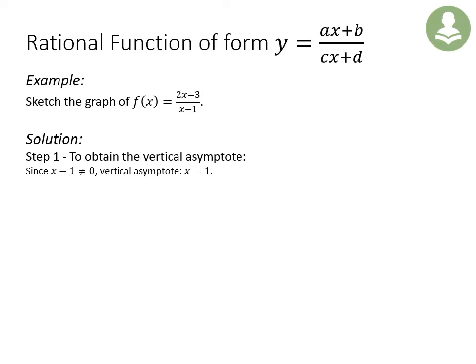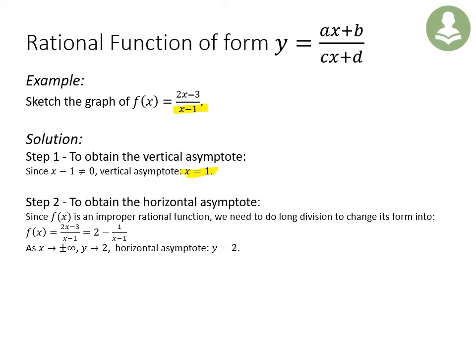As we have mentioned before, it's very important to find the asymptotes and one point. So the first step is to obtain the vertical asymptote. And how do we do that? We do that by looking at the denominator of this rational function, and the value that x cannot take is what we call a vertical asymptote. Second step is to obtain the horizontal asymptote.